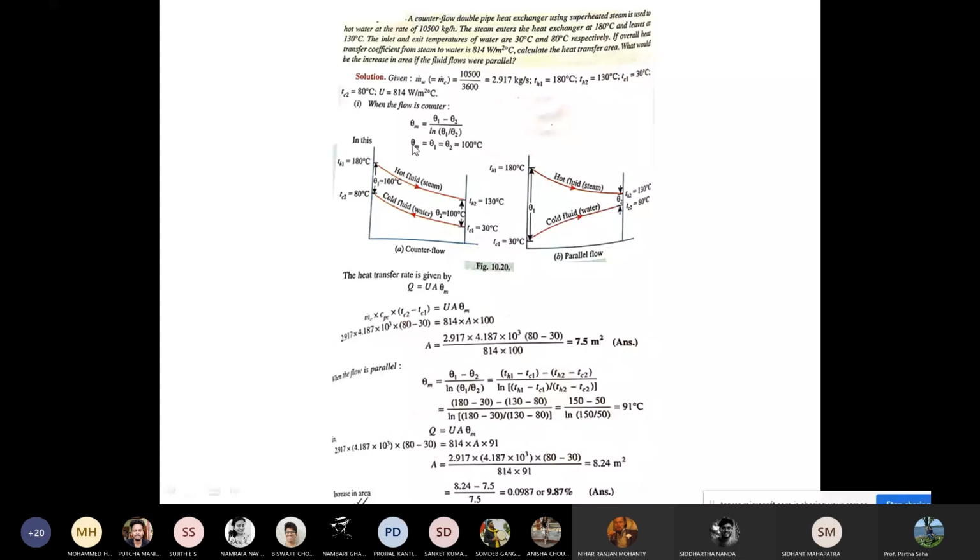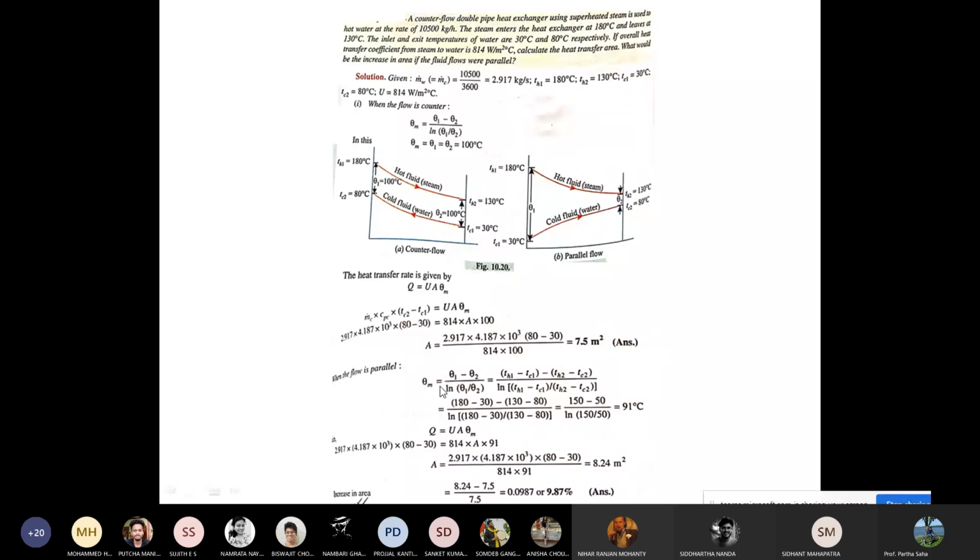So in that case, because the log expression would become 0, if theta 1 and theta 2 are the same, you have to take the arithmetic average, theta 1 plus theta 2 by 2. So theta m is 100 C. The heat transfer is given by Q equals UA theta m. Q is still m dot Cp times TC2 minus TC1, equal to UA theta m. Put this value and then calculate the area, 7.5 meter square.